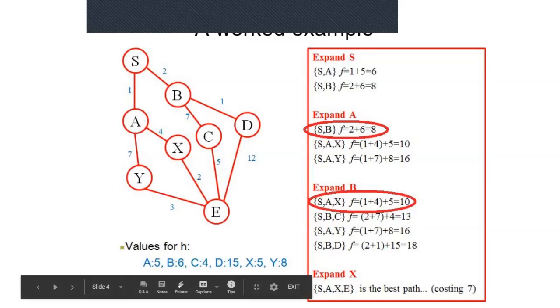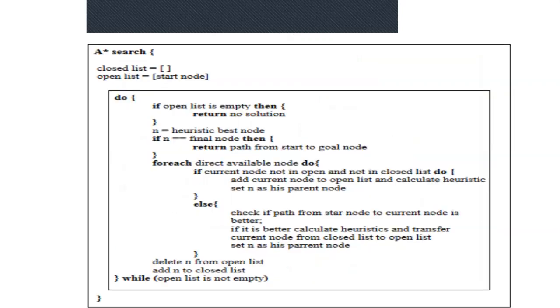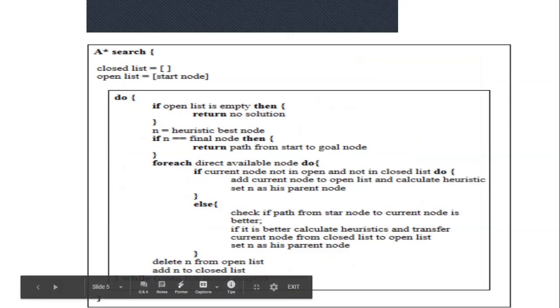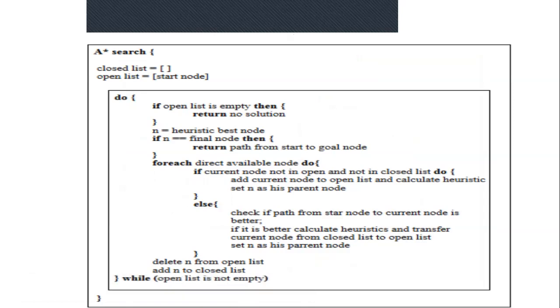So this is a basic algorithm for a very simple graph. This can be expanded to other, more complex graph algorithms. So here we see a complete algorithm where we initialize the A-star search.